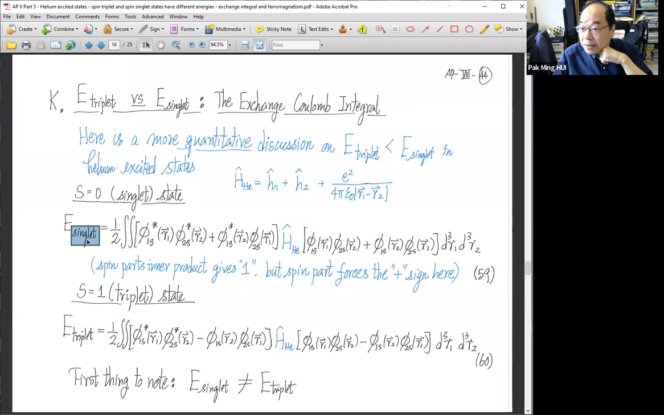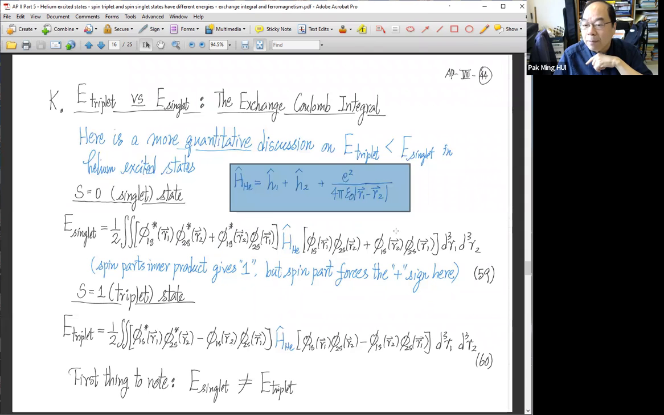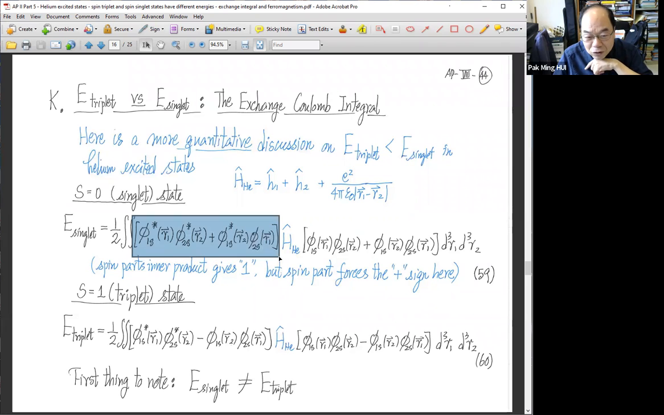And now, that is the singlet. The singlet spin part is antisymmetric. So the spatial part is 1s, 2s, and then plus, and then switch the spatial coordinate. And this plus sign makes it a symmetric spatial part. And then we have to insert the helium Hamiltonian in the middle. So let's count how many terms. Don't be scared. I'm not going to write it out for you. We have two terms here, okay? But each term has some product of wave functions, but two terms.